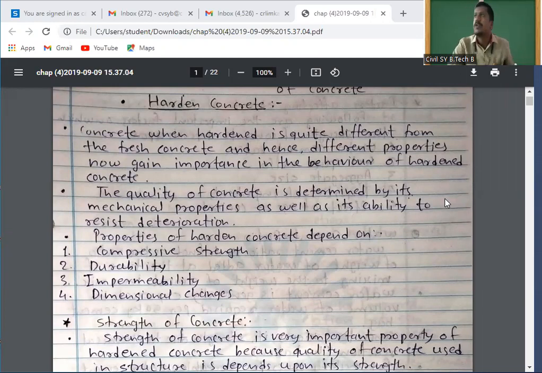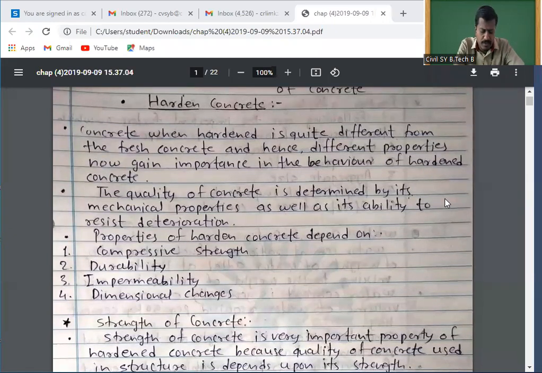What are the properties of the hardened concrete? How are we going to assess the quality of the hardened concrete? That means, what are the different tests that we need to carry out on hardened concrete? That part we are going to study in detail in this chapter. Hardened concrete and the properties associated with it. Which things do we need to consider?